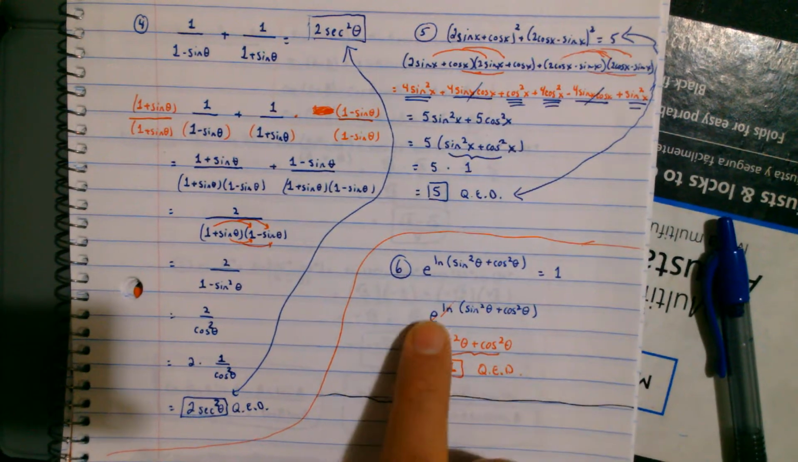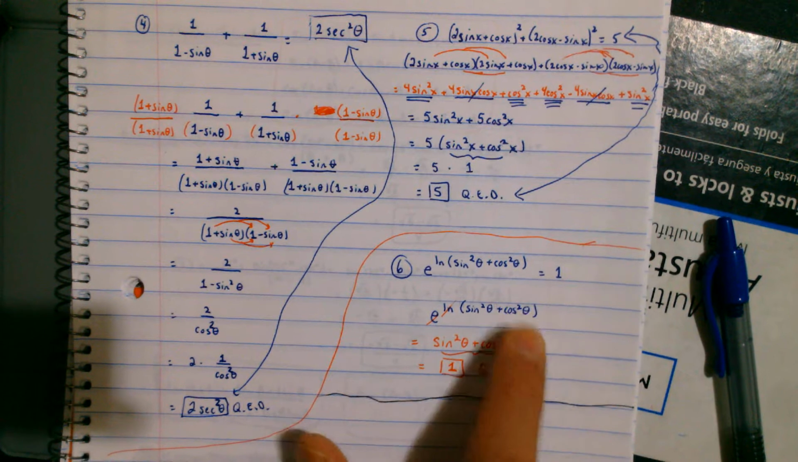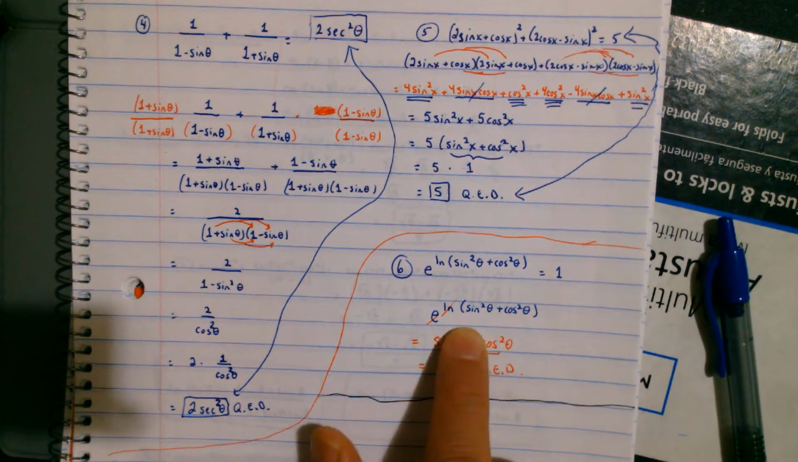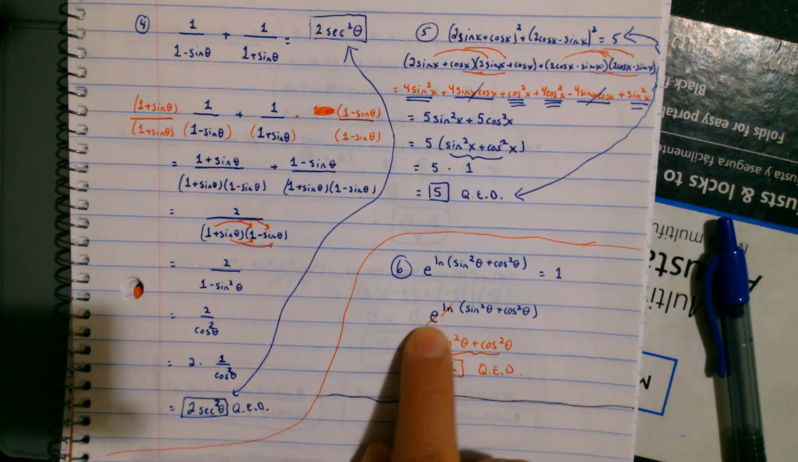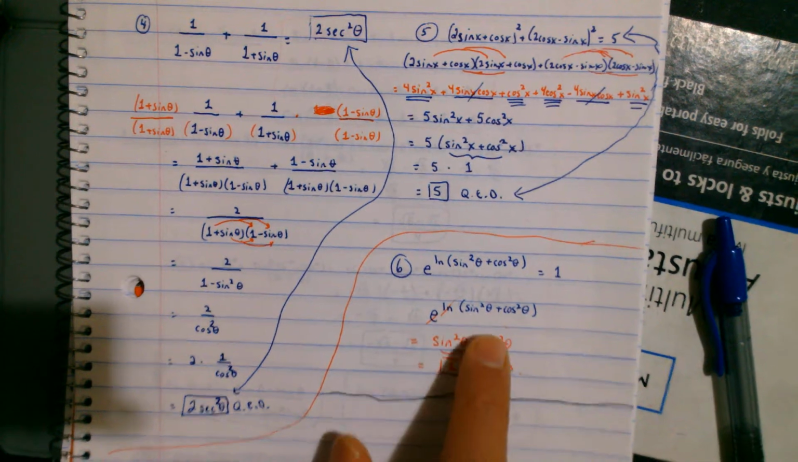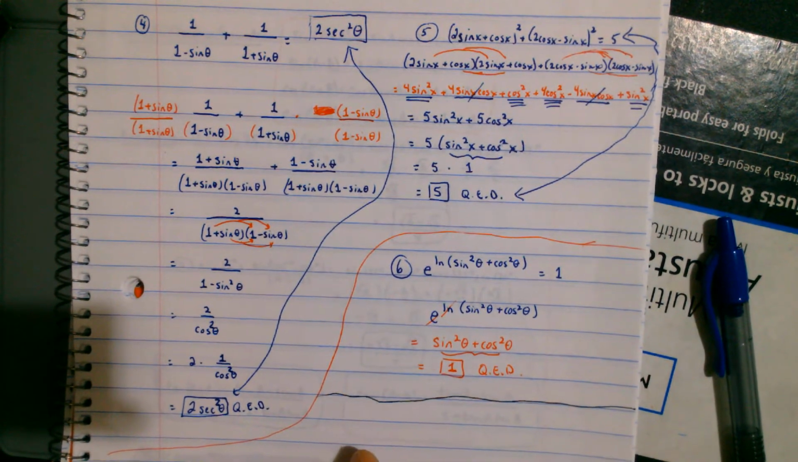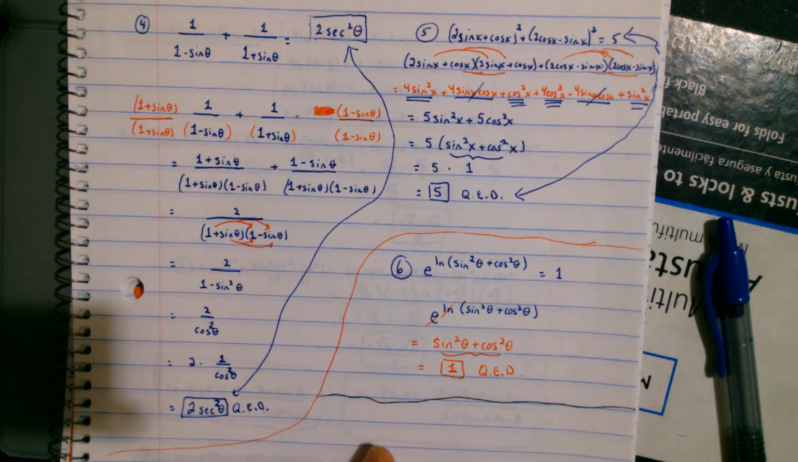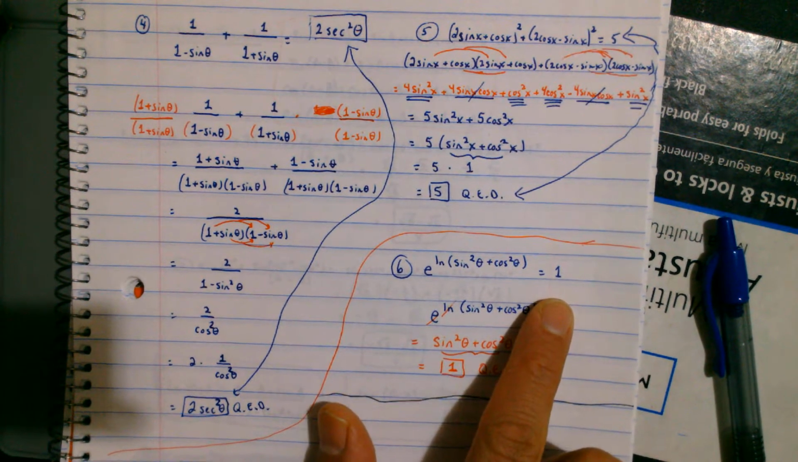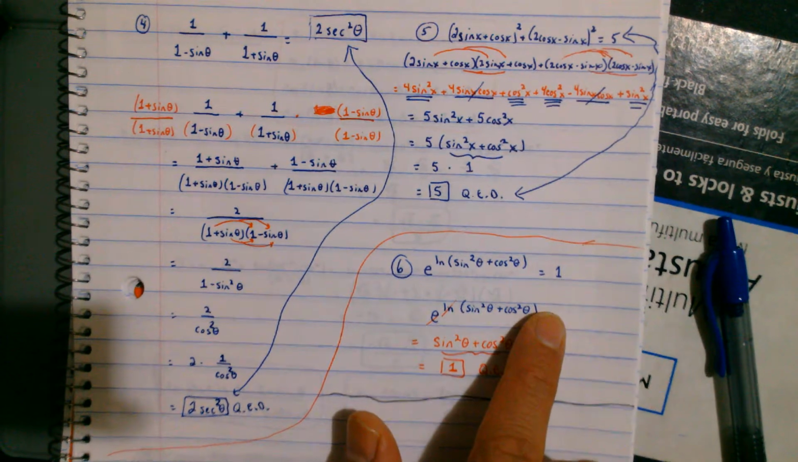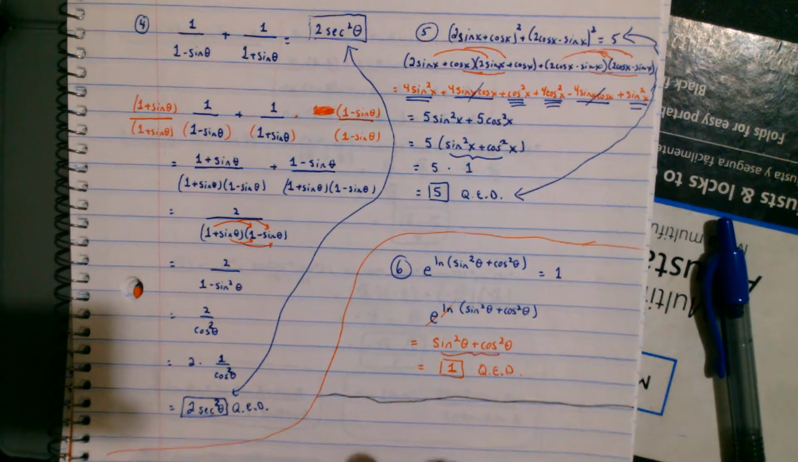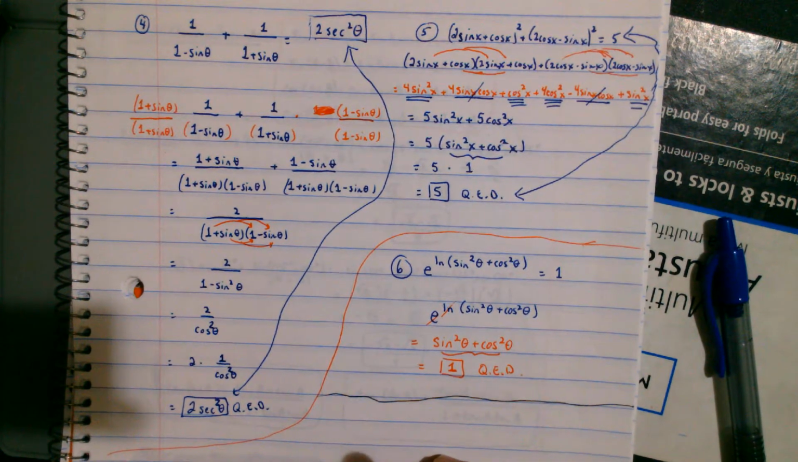And then number 6 here, e raised to this stuff equals 1. So I start with e raised to this stuff, but notice that e and natural log are inverses of each other from college algebra. So you get sine squared plus cosine squared, and that's just 1. So this is what I'm trying to prove. And this is essentially how 5.1 works. You're just trying to prove things using identities.